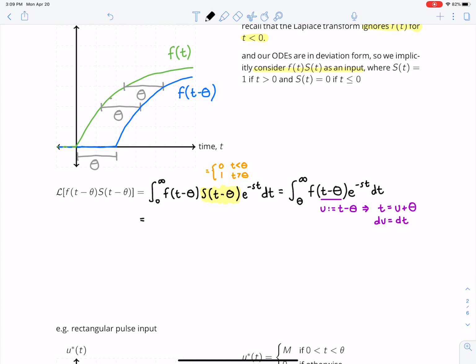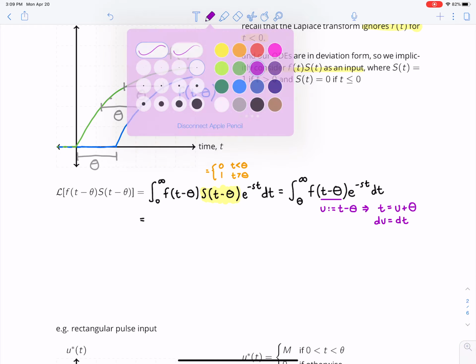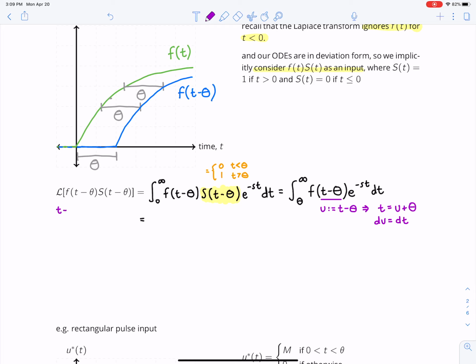So this is equal to the integral. Oh, and let's think about the limits too. So if t equals theta, that implies that u is 0. And as t goes to infinity, that implies that u also is going to infinity. So we can rewrite this integral 0 to infinity, f of u, e, and now this minus st term becomes minus s times u plus theta, du. Whoops, not dt, now it's du, right?